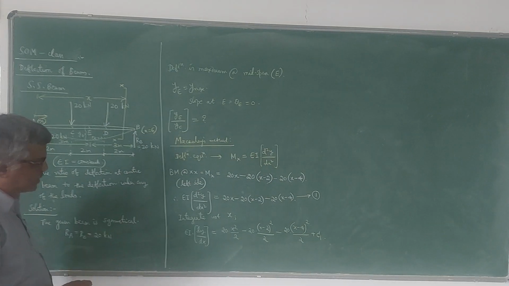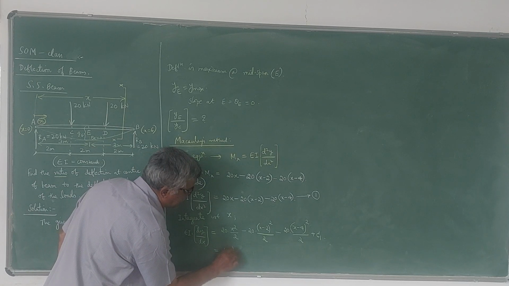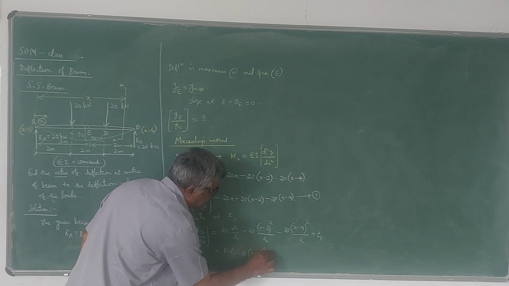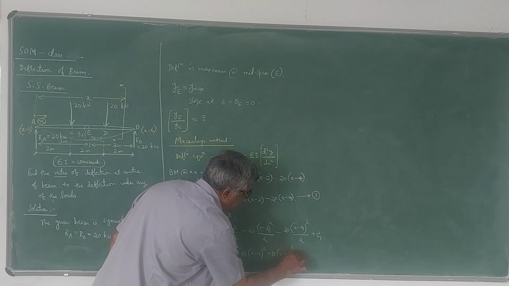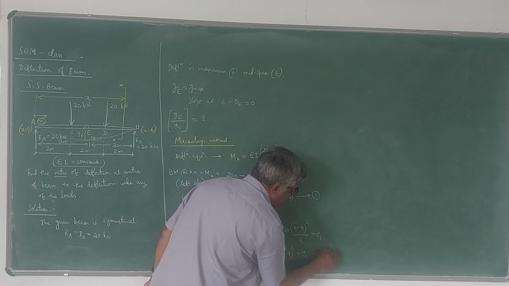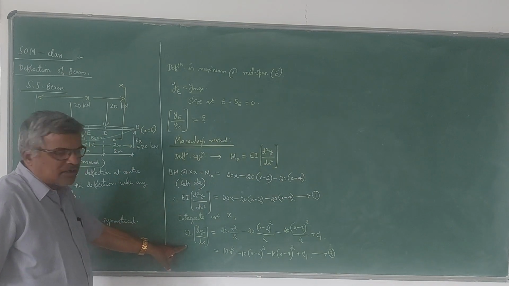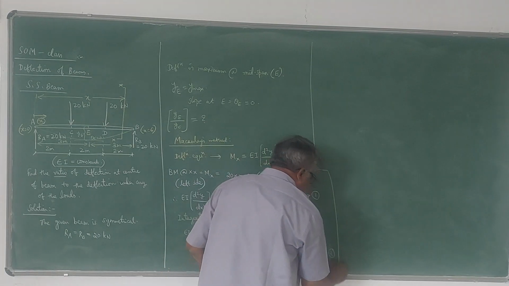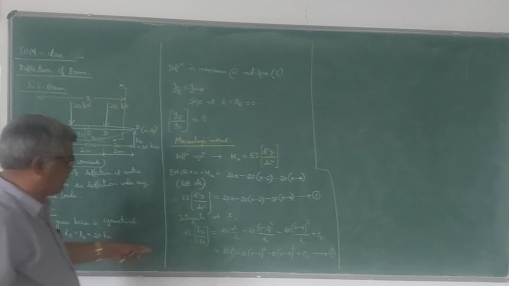So this is the slope term. If you simplify this, you will get 10x square minus 10 into x minus 2 whole square minus 10 into x minus 4 whole square plus C1. So this I will call equation 2. So first one is the moment equation, second one is the slope equation or rotation equation. Now once again if you integrate this, you will get the deflection equation.